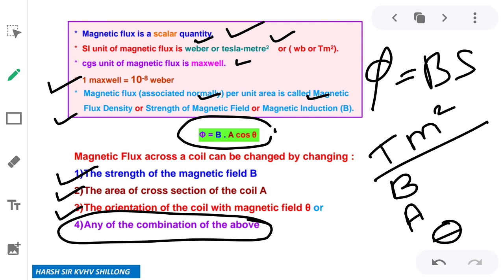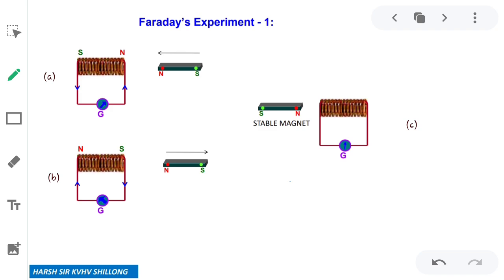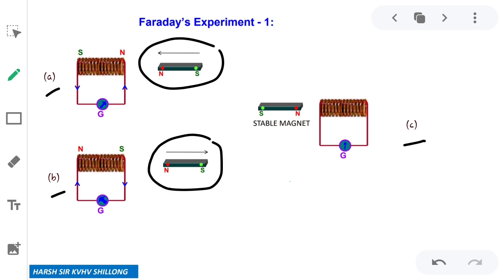Okay. So let us start with Faraday's law now and understand how it was proved. To explain his law, Faraday performed certain experiments. Let us understand how the experiments were done and what the observations of the experiment are. There are three cases here: A, B, and C. In case A, you can observe the magnet is moving towards the coil. In case B, the magnet is moving away from the coil. In case C, the magnet is stable.